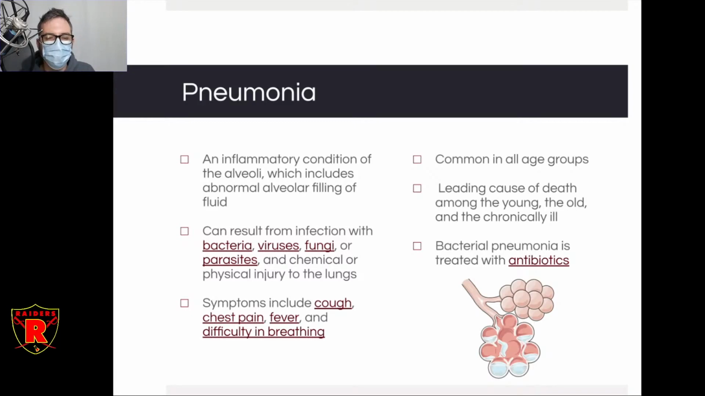So when this happens at the alveolar level, it causes difficulty breathing, obviously. Chest pain. These are usually associated with fever. Pneumonia is often associated with fever and coughing. Anyone can get pneumonia, any age group. It's much more severe if you're very old or very young.